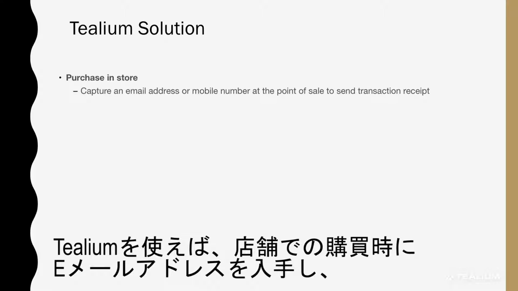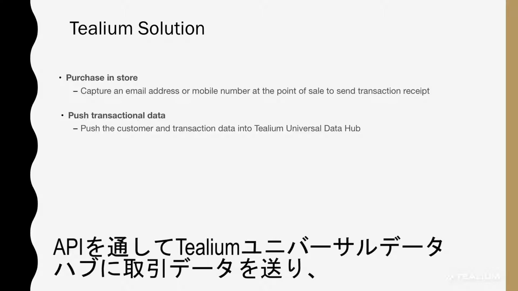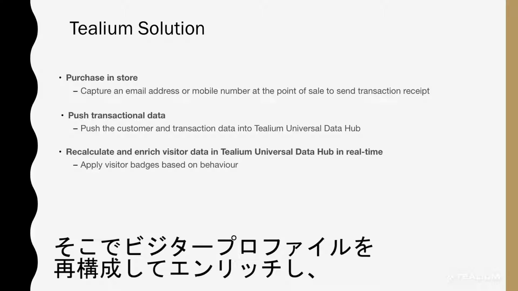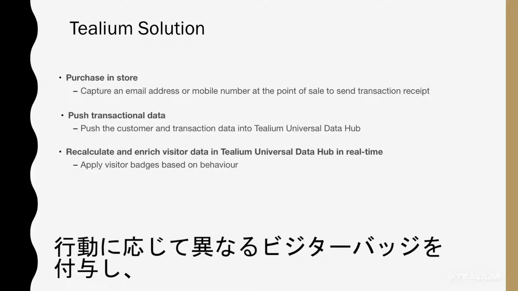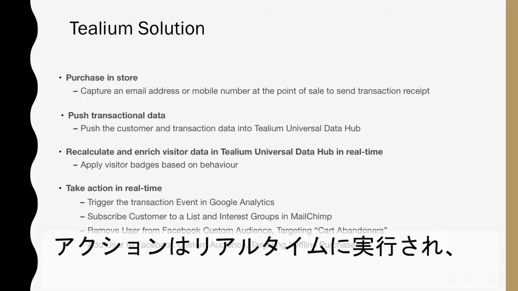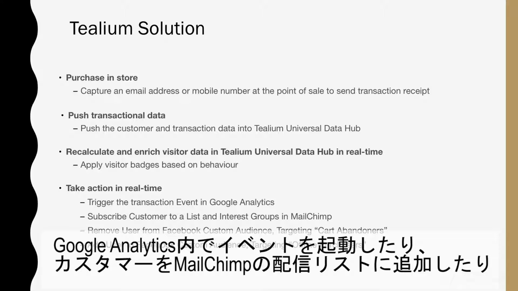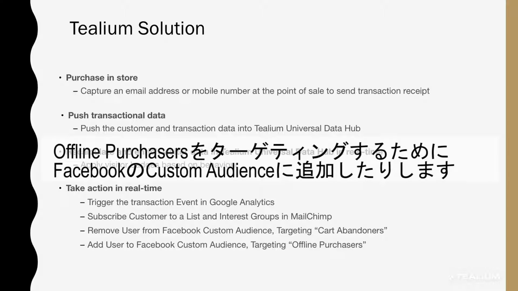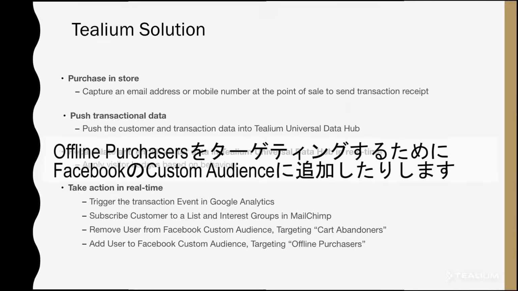Using Tilium, the solution that we'll propose today is a purchase in store where we capture the email address at the point of sale to send a transactional receipt. We'll push the transactional data via our API into Tilium Universal Data Hub. Based on that data, we'll recalculate and enrich the visitor profile, applying different visitor badges on that behavior to trigger certain actions. Those actions that we'll perform in real time are to trigger a transactional event in Google Analytics, to subscribe the customer to a list in MailChimp, to remove the user from a specific Facebook custom audience targeting cart abandoners, and to move them into a new Facebook custom audience targeting offline purchases.